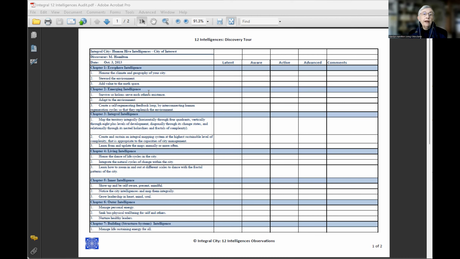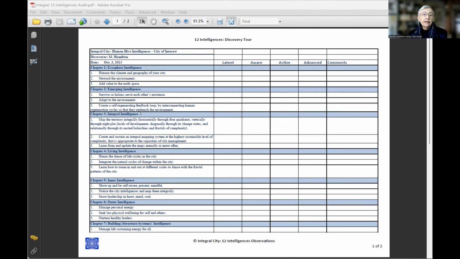but particularly because in this intelligence, the ecosphere one, which is a contexting intelligence, you need to be aware: is the city drawing resources from the earth beyond which they can be regenerated, or is it in fact adding value to the earth by regenerating what it is taking and hopefully going beyond that? So there you have the first intelligence, ecosphere intelligence.